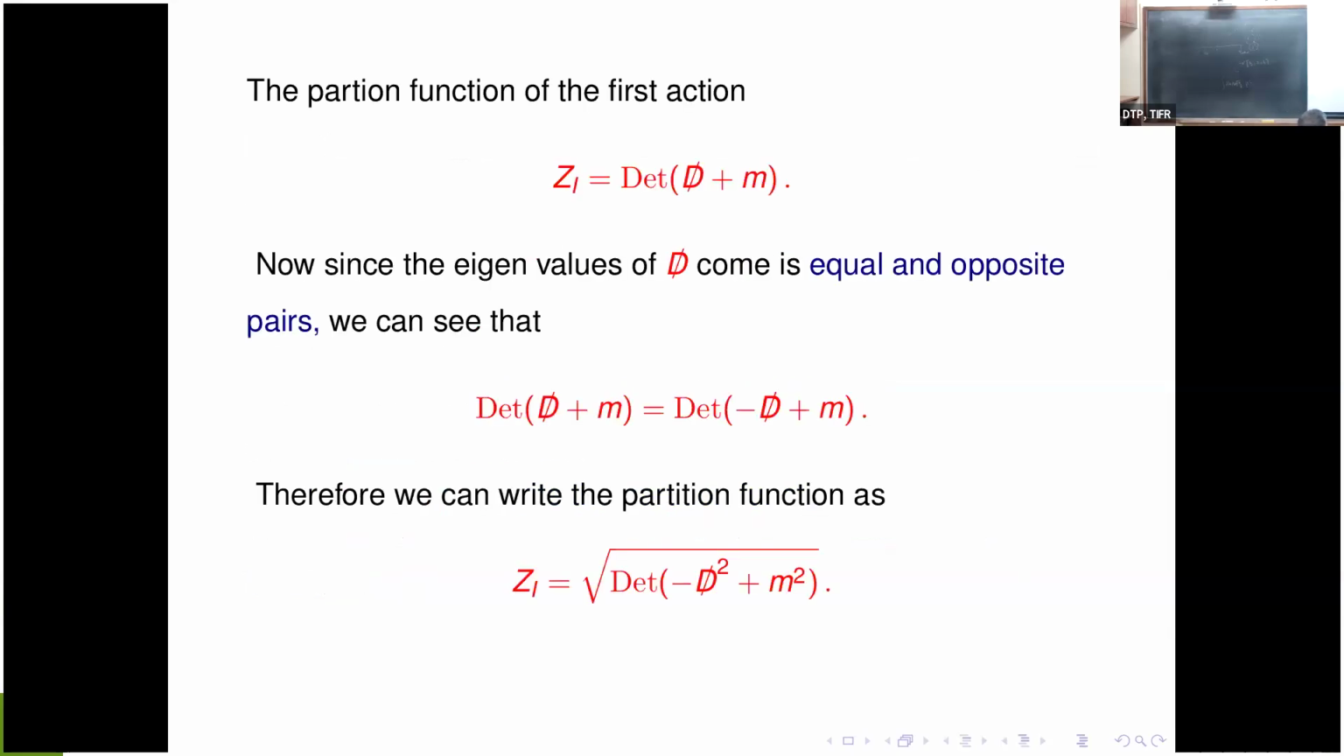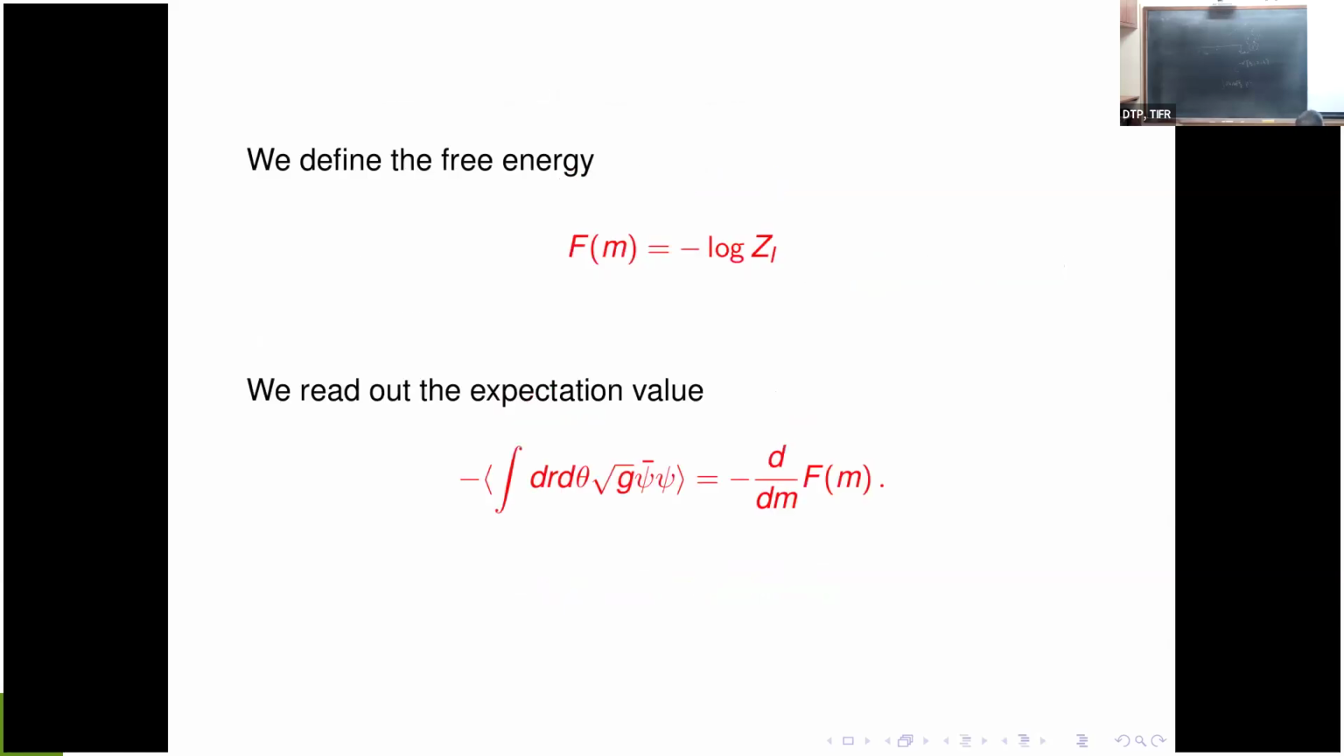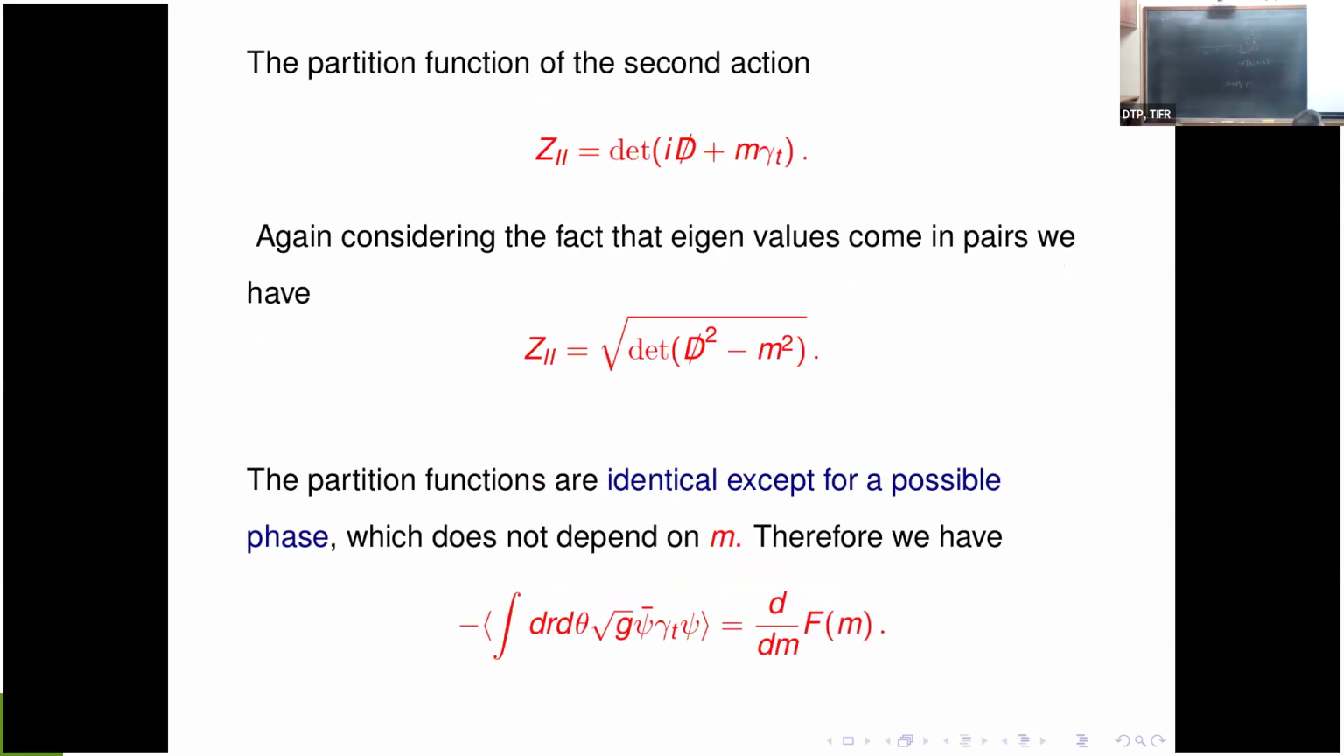So again, we go through the same algebra. The first action has b slash plus m. Since there are equal and opposite pairs of eigenvalues, you can convince yourself, with a little bit of convincing, that this determinant is the same as this determinant, and then we can write it as the square root of minus b slash squared plus m squared. Again, we can define the free energy as the log of that and read out the expectation value. Same principles. For the second action also the same. When you take the square, it turns out up to a phase to be the same partition function. And again, differentiating that, we can get this expectation value.